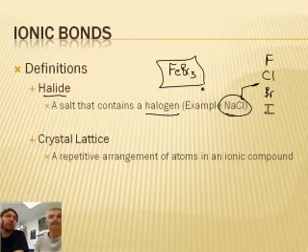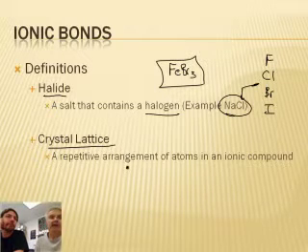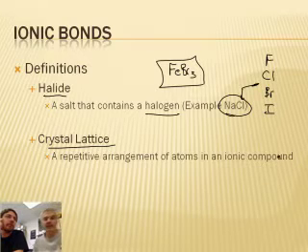Right. Okay. And crystal lattice is a repetitive arrangement of atoms in an ionic compound. I'll just jot that down. We'll put some more meat on that in just a second.